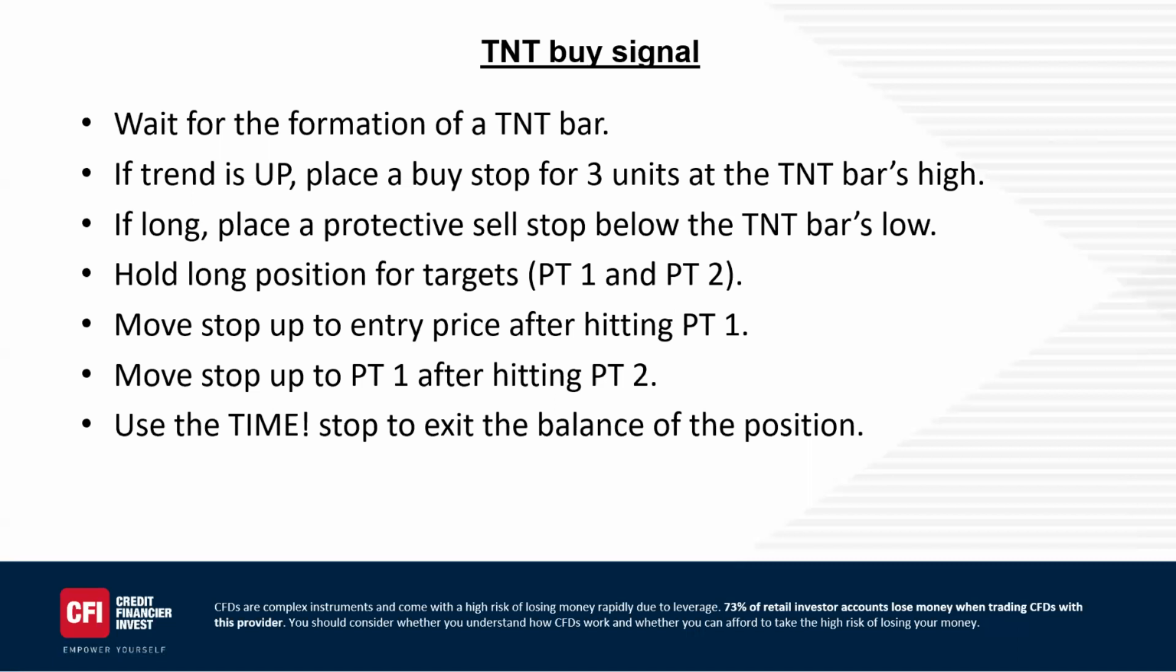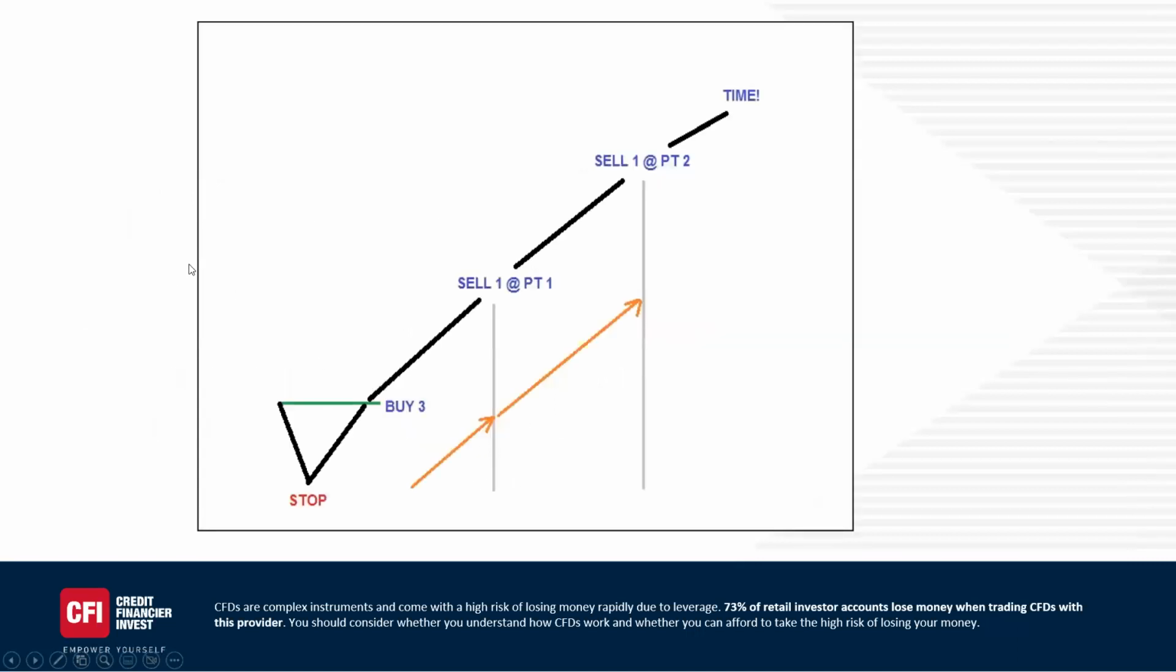So if I happen to go long based on TNT, I've got to put my stop loss somewhere. Usually I'll put my protective sell stop just below the TNT bar's low. So I'll be using the TNT bar's range as my reference point when it comes to stop losses and profit targets. I'll hold my position for PT1 and PT2, and I'll move my stop up to entry after hitting PT1, and once I've hit PT2, I'll move my stop up to PT1, and then I'll get out on the time-based exit at the end. So this is what the trade looks like.